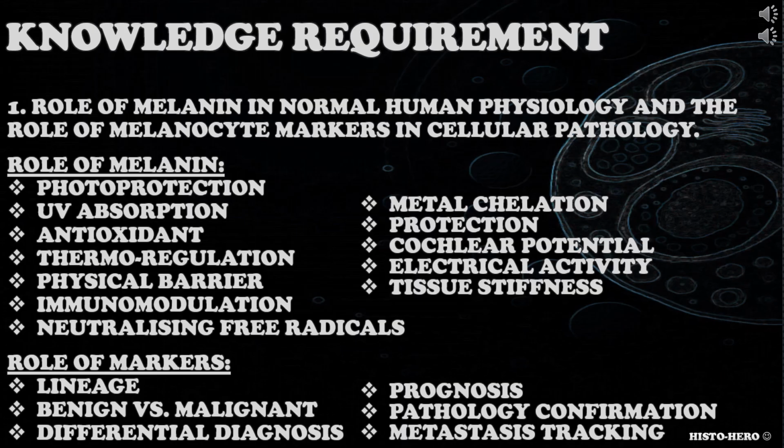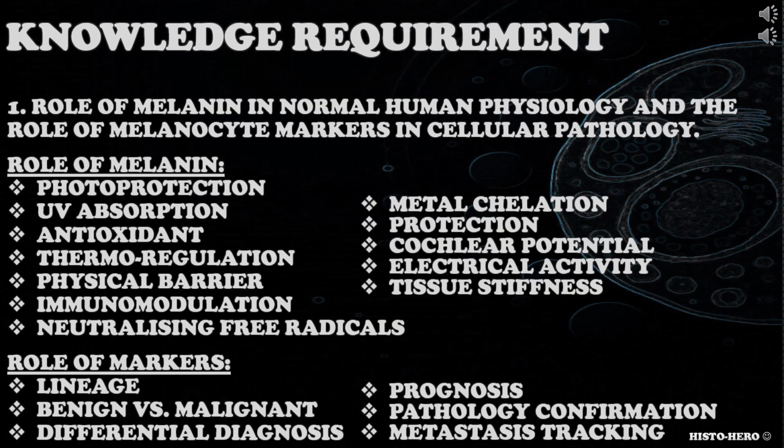Let's have a look at the first knowledge requirement, which is for you to know the role of melanin in normal human physiology and the role of melanocyte markers in cellular pathology. What is melanin? What role does melanin play in normal human physiology? Consider types of melanin, melanin function, factors influencing melanin production, photoprotection, pigmentation, antioxidant, thermoregulation, physical barrier, immunomodulation, neutralizing free radicals, metal chelation in brain, maintaining cochlear potential, regulate electrical activity and tissue stiffness.